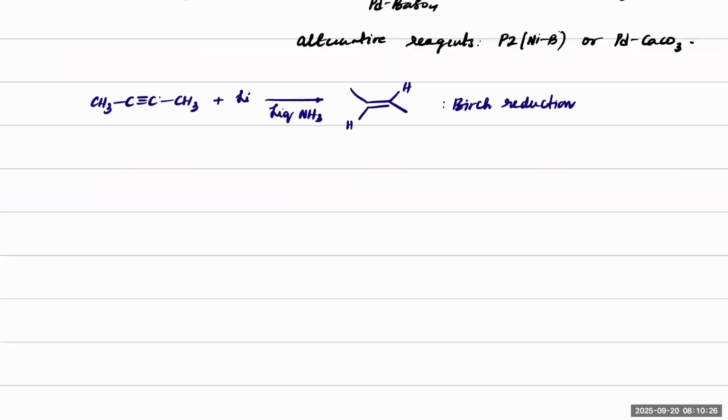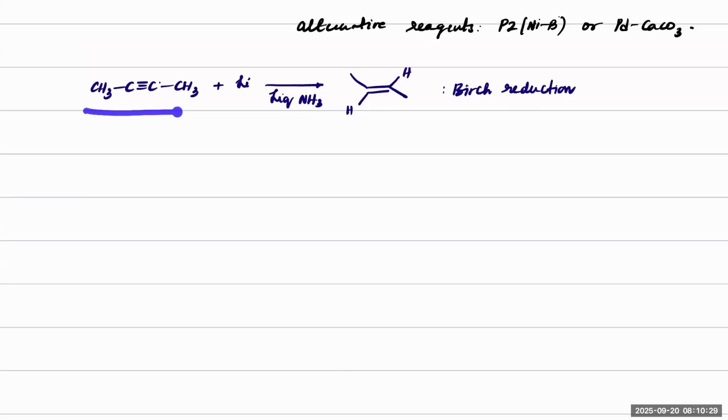Remember, Birch reduction can happen on a triple bond. It can also happen on conjugated double bonds. So if you have lithium in liquid ammonia, in that case you will get a product like this. You will have hydrogen here and hydrogen here.